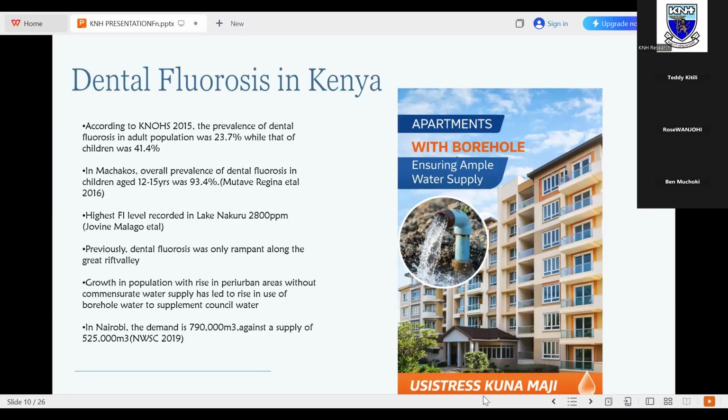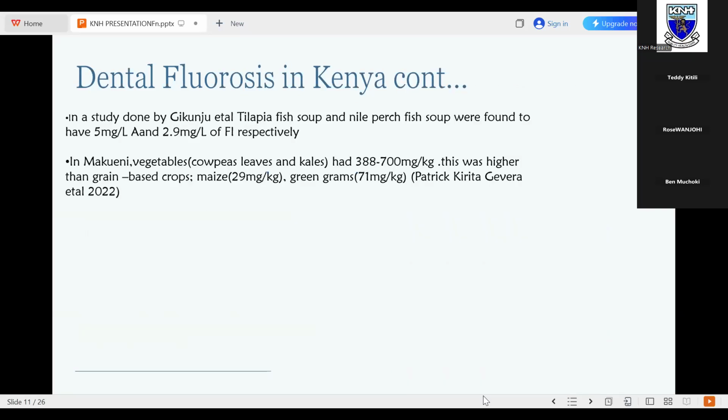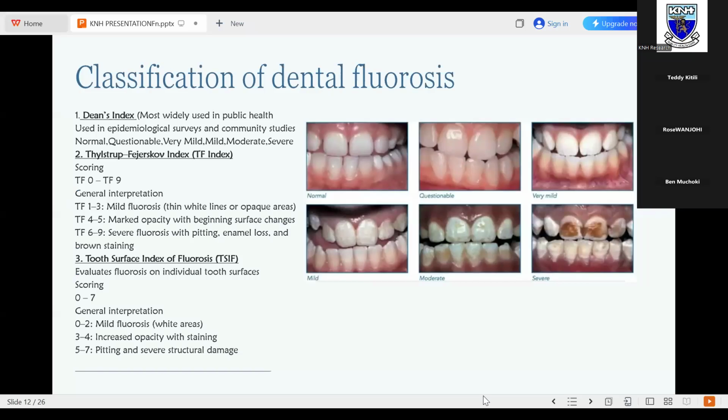We have to really accept the use of treatment. It just goes to show that we have high fluoride also in the foods that we eat. For example, tilapia, Nile perch. We also have Makueni vegetables having very high fluoride levels. Allow me to go through this also.